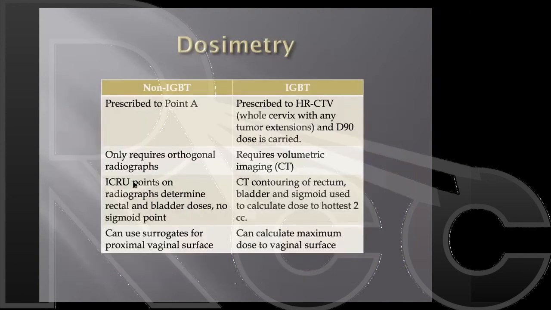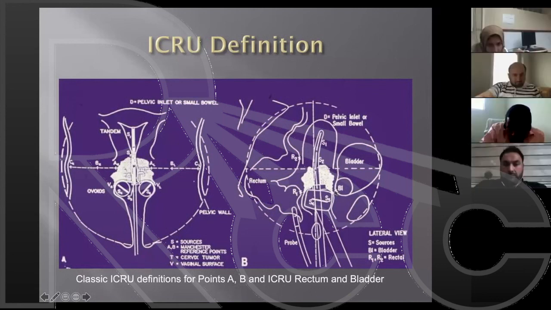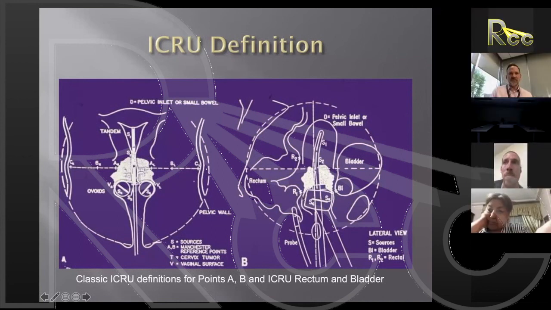Just a quick view of where point A lies. It's 2 centimeters up from the cervical os, which could be the flange, which is right here, and 2 centimeters over from the cervical os. And classic definitions for the rectum are 0.5 centimeters behind the tandem, and for the bladder, the posterior point of the bladder balloon as it's closest to the ovoid, the bladder balloon that's part of the Foley catheter.